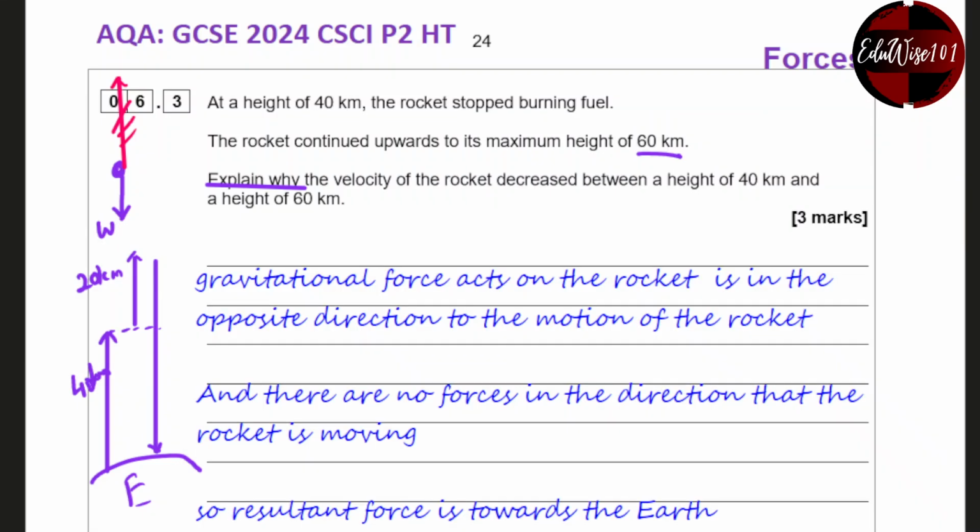The gravitational force acts on the rocket in the opposite direction to the motion of the rocket, and there are no forces in the direction that the rocket is moving. So the resultant force is towards the Earth.